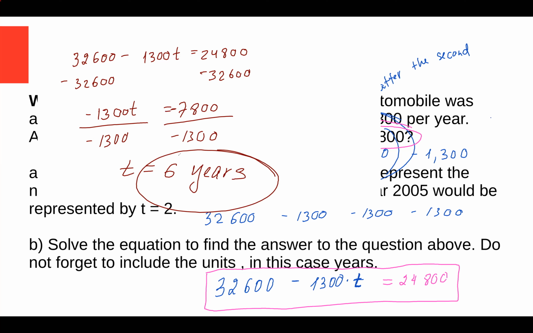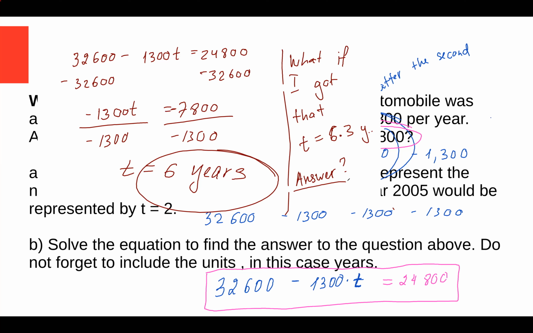So here is the question. What if I got that T was 6.3 years? What should I give as the answer? Should I give 6 or should I give 7? 6, because you round, and if the 3 is lower than the 5, it should be 6. So you're thinking about rounding off. When we round off, 6.3 indeed becomes 6.